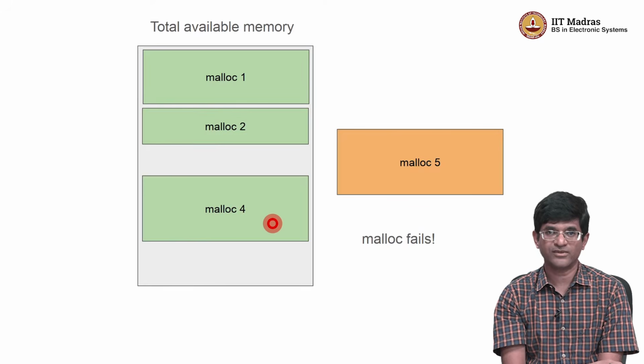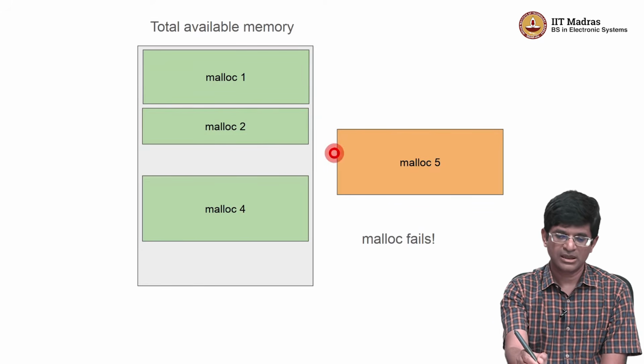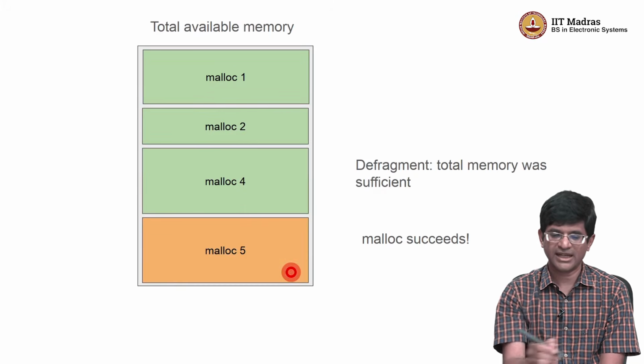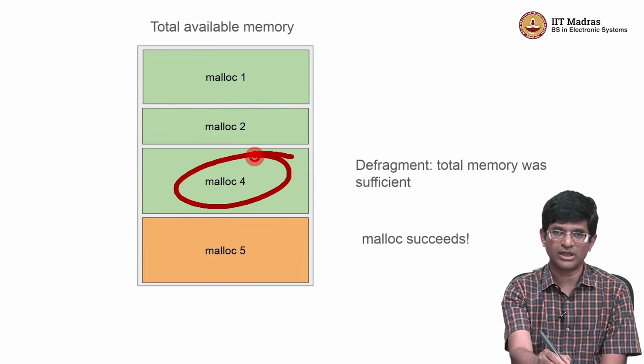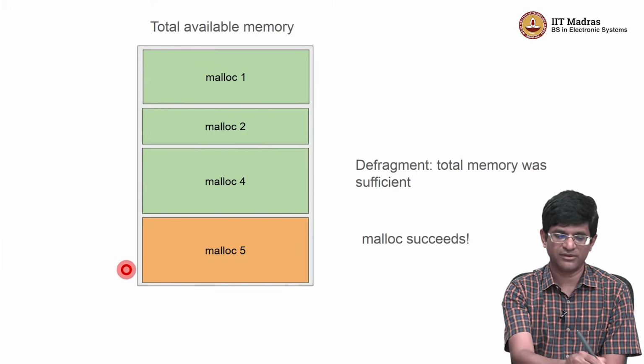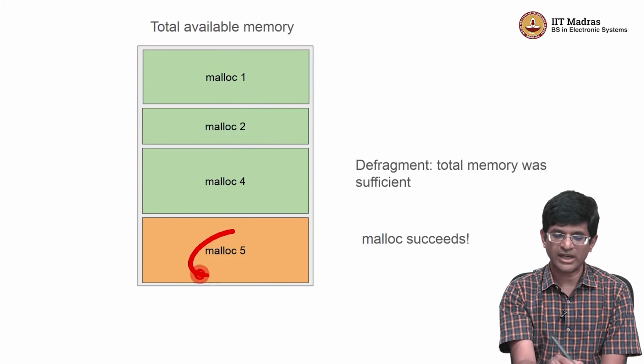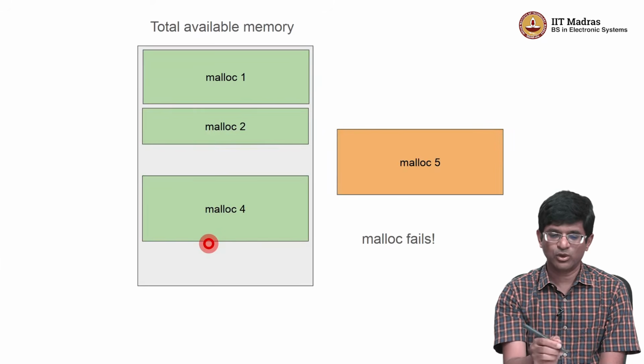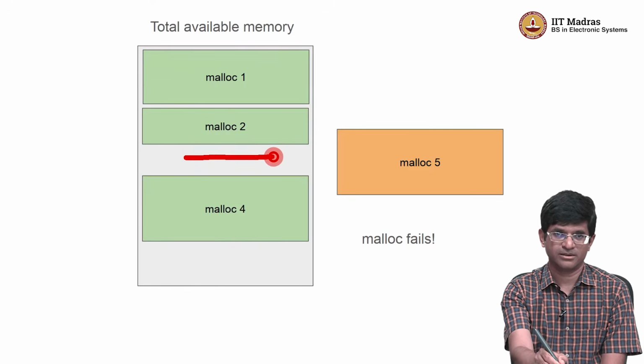But then what that means is when I request malloc 5, it fails, right? Because I don't have space to fit it here and I don't have space to fit it here. But if I had managed to move malloc 4 up, that is that chunk of memory, I do have enough space for 5, okay. This step over here is essentially called fragmentation, right?